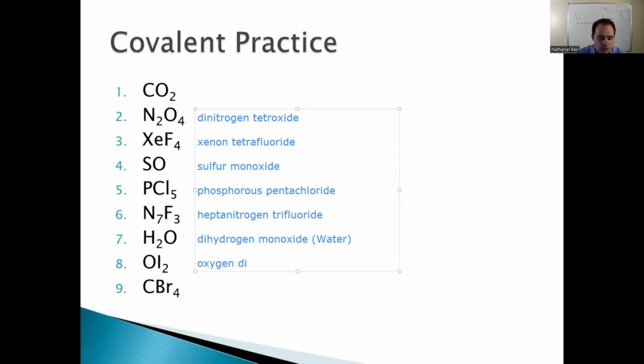So oxygen diiodide. I don't drop the I here because the prefix doesn't end in an A or an O, so I do diiodide. It sounds weird. And then finally number 9, that's carbon tetrabromide. So hopefully that went awesome, and boy, covalent nomenclature is way easier, right? We learned how to do that in about 10 minutes, whereas the ionic nomenclature took like an hour and a half.